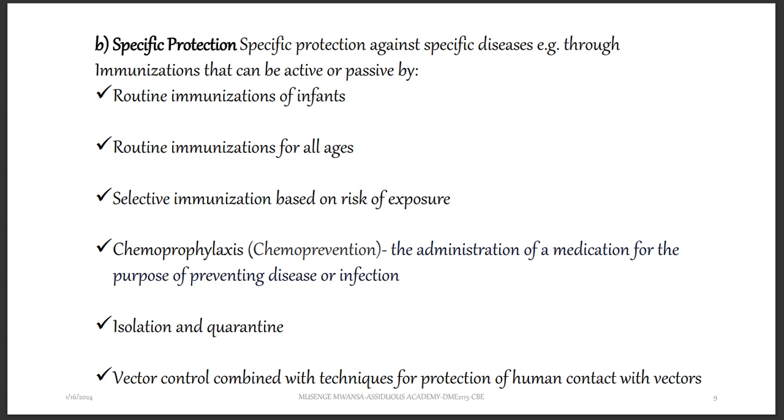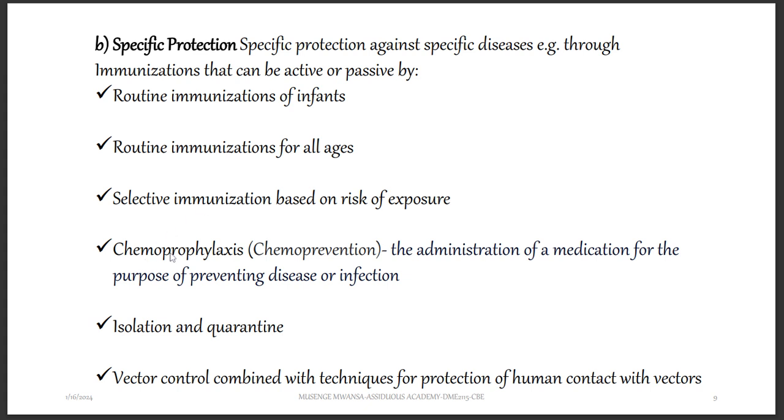Selective immunization based on risk of exposure. For example, say there is an outbreak of a certain disease, for example, cholera. So you look at a community that is more exposed to that disease. And so what you do is you get that community and you immunize people in that community because they are at a higher risk of exposure, or a higher risk of contracting that disease because they have been exposed.